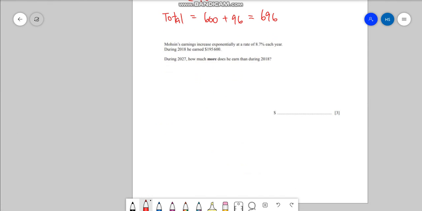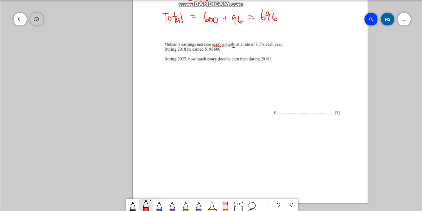Moshin's earnings increased exponentially at a rate of 8.7% each year. During 2018, he earned 195,600. During 2027, how much more does he earn than during 2018? So every time when you see this word exponentially, we know we need to solve the question using compound interest.